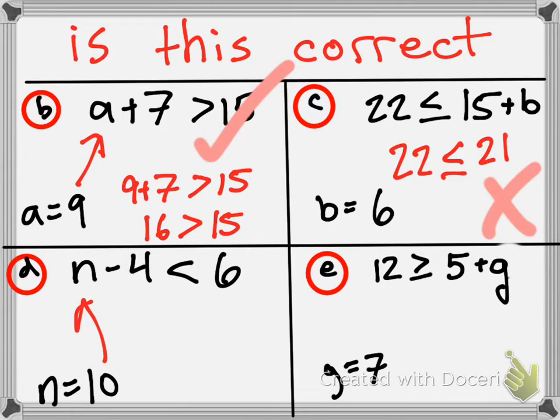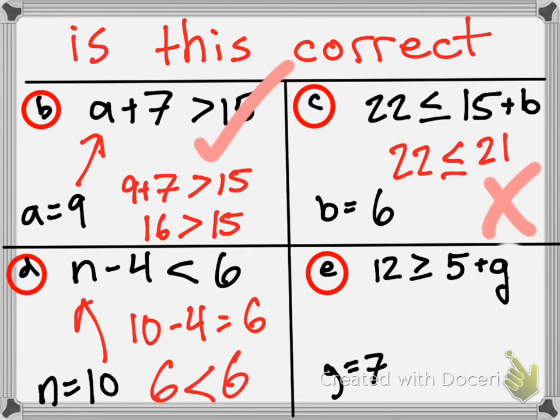Hannah says it's incorrect. She is correct. We get 10 minus 4. That's equal to 6. Is 6 less than 6? No. They are equal. So it could be less than or equal to, or it could be greater than or equal to, but it has to have that equal to sign. This one is not correct.